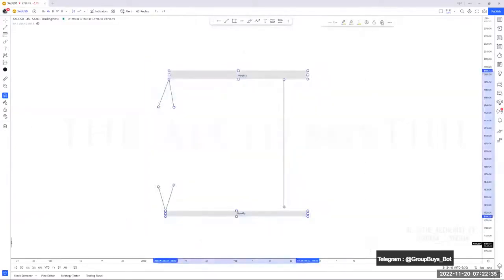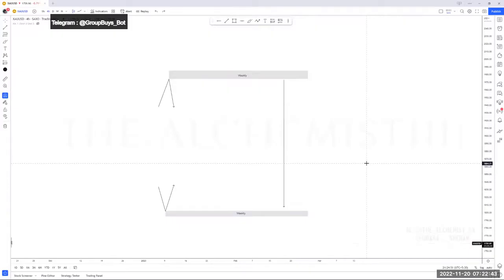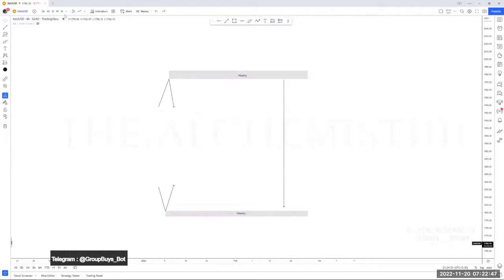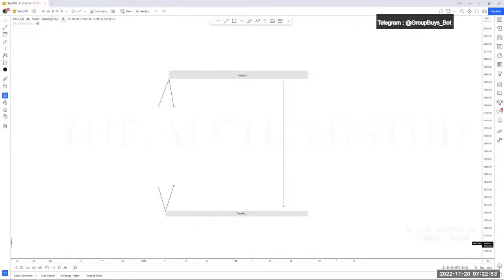We have one question regarding the storyline. Is it correct that you only use the monthly, weekly, and daily for the storyline, and never H4 or H1? No, never use those. The monthly, weekly, and daily are the time frames that we use for direction. These are the three time frames you must use to identify your storyline.